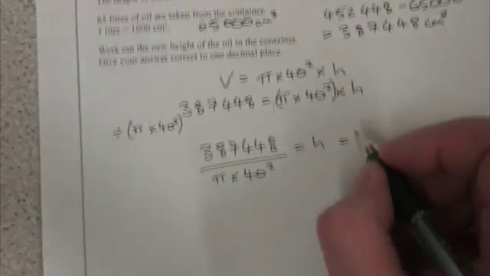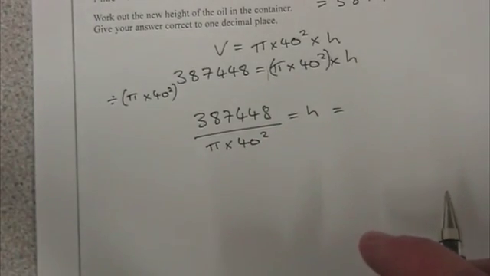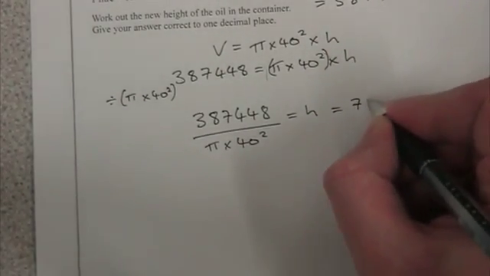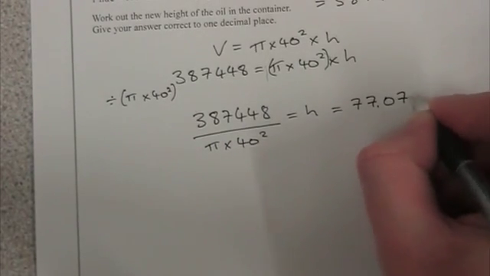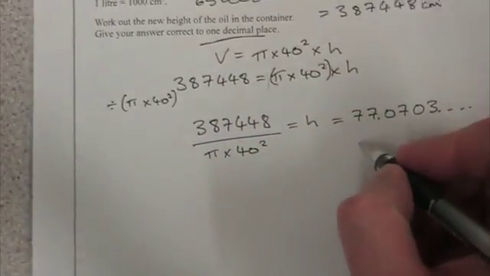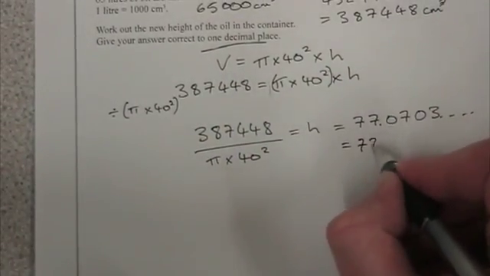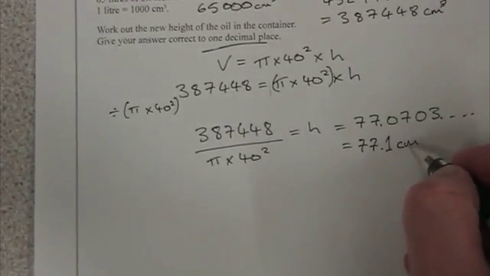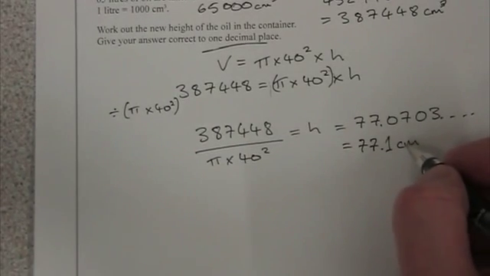And if I do that calculation, divide by 3.142 times 40 squared, I get 77.0703, and it carries on. I want it to one decimal place, so I make that 77.1 centimetres. So any answer between 77 and 77.2 is accepted for this question.